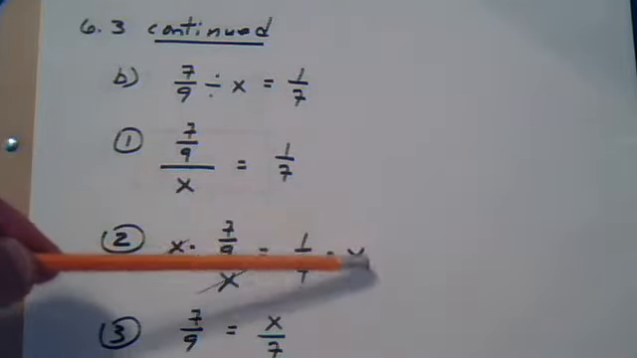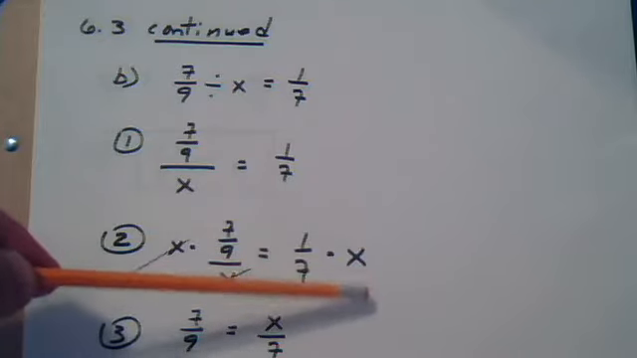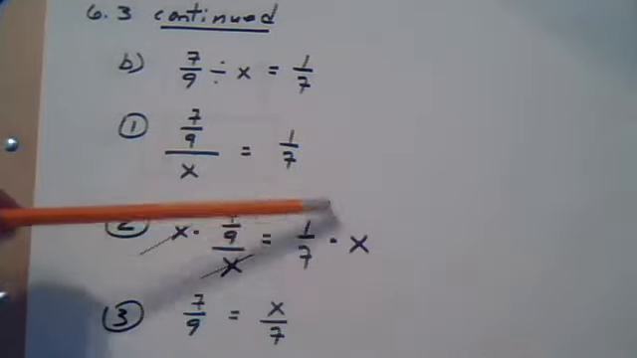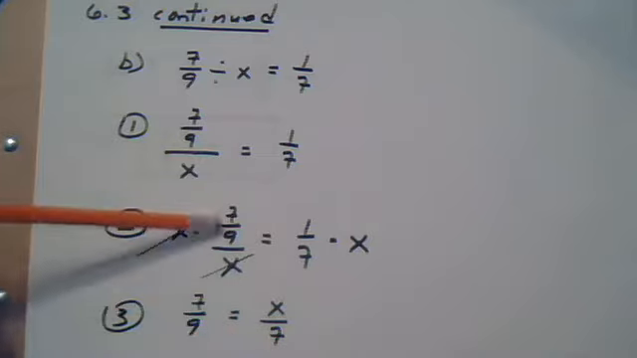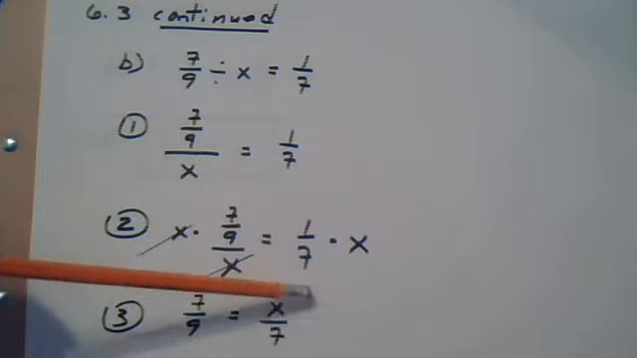x. And remember, you have a variable or a constant all by itself, assume a 1 underneath. So this would be x over 1. So it'd be x times 1 is x, and 1 times 7 is 7. This one falls here. Now I multiply both sides by a 7, so I could cancel the 7 and move it to the other side.